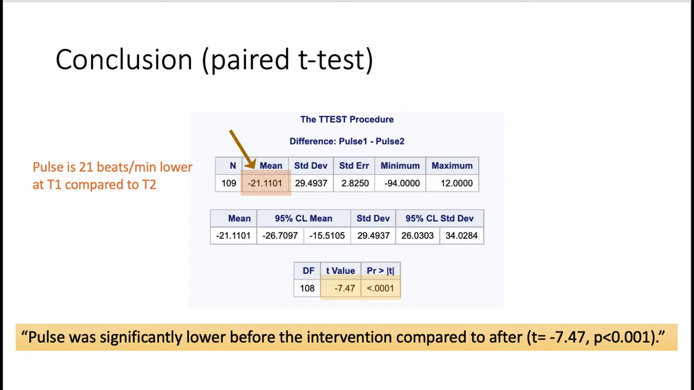And so here is the difference in pulse between time 1 and time 2. So we can see that it's 21 beats per minute lower at time 1 compared to time 2, which is what we would expect. That pulse would be lower before the running intervention compared with after. And so this is the sentence we could write to interpret our findings, and remember to include the t-value, the test statistic, and the p-value at the end.